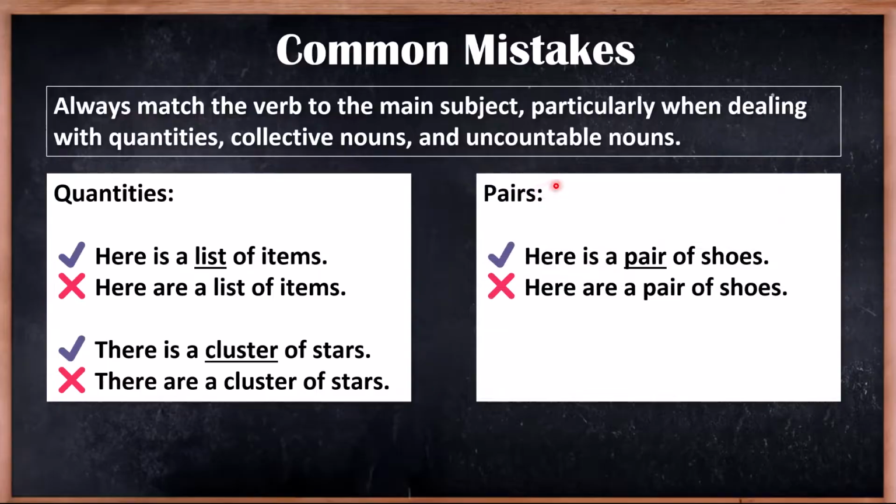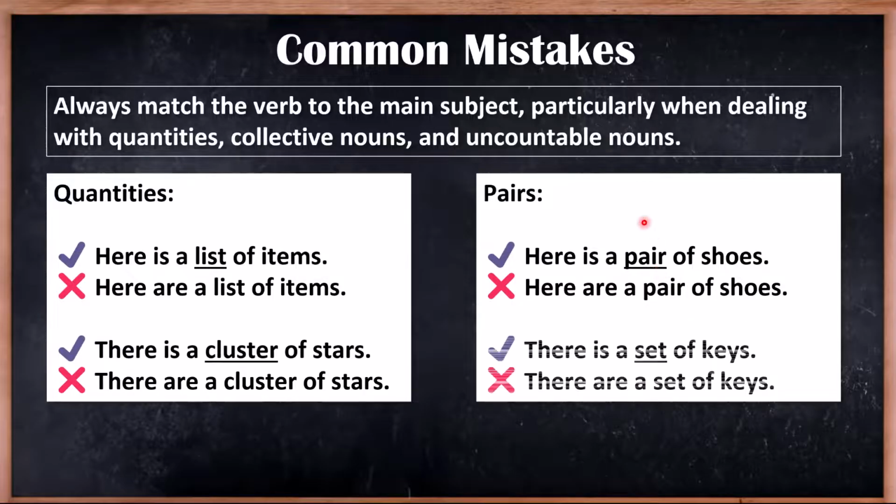Another example is with pairs. Here is a pair of shoes, not here are a pair of shoes. A pair is singular. There is a set of keys, not there are a set of keys.